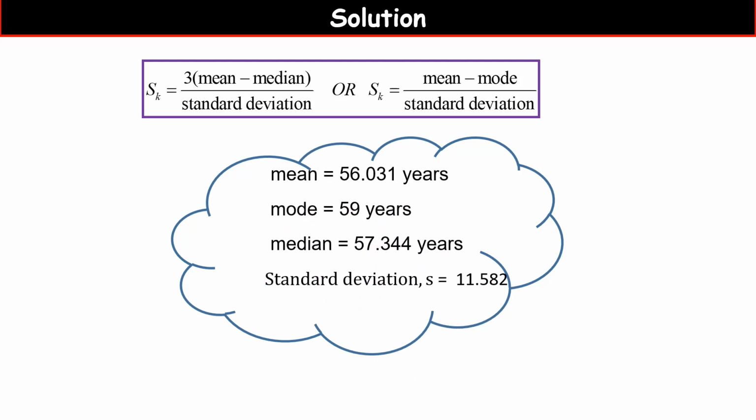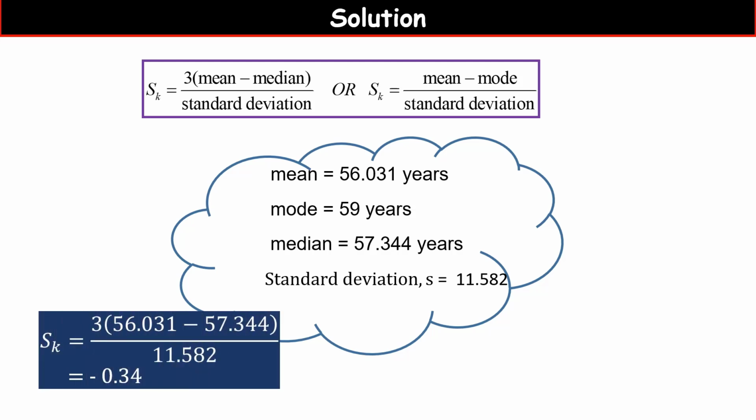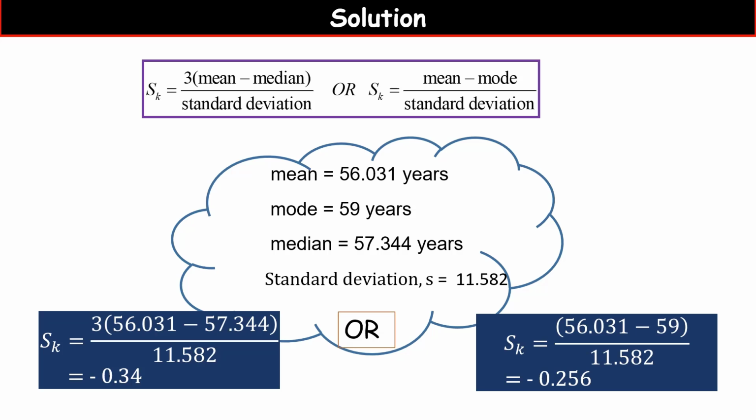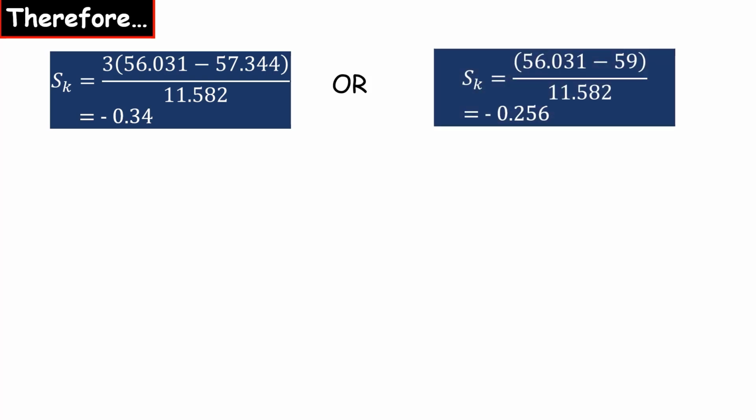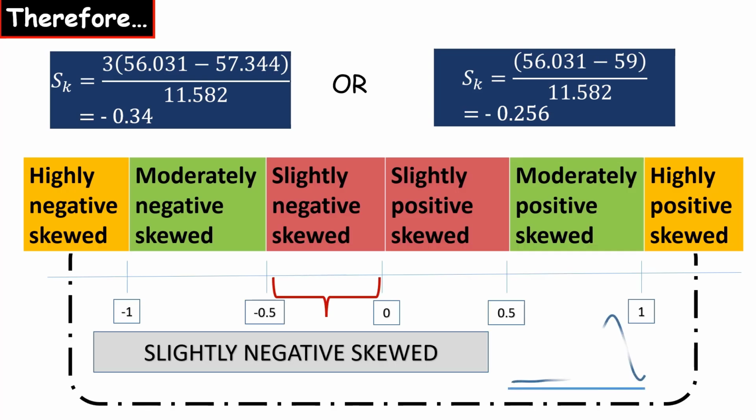Mean, median, mode, and standard deviation of this data is as shown. Next, key in the values obtained into the formula of Pearson coefficient. Based on the table, the value of Pearson coefficient shows the data is slightly negative skewed. Distribution of skewness is as shown.